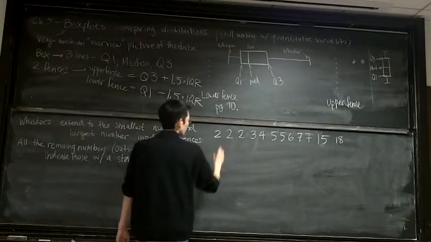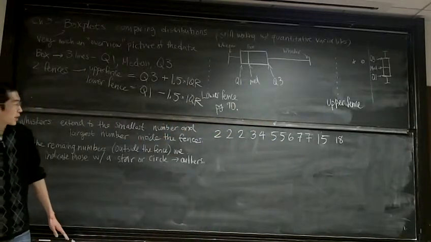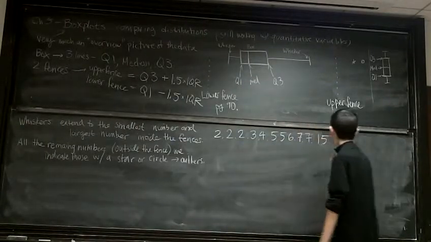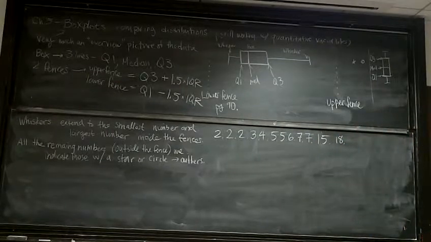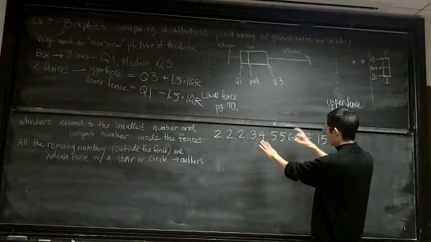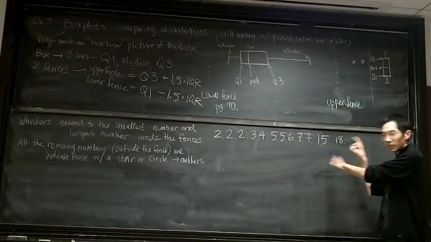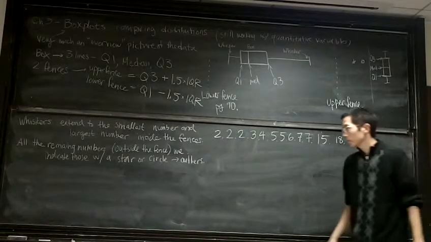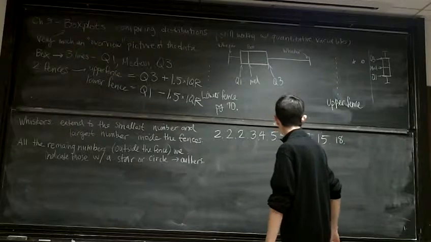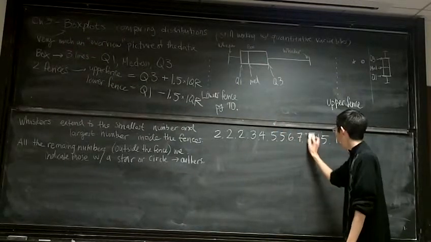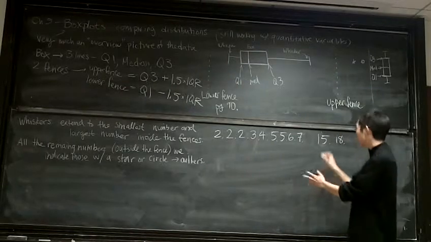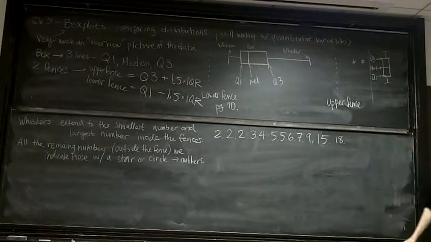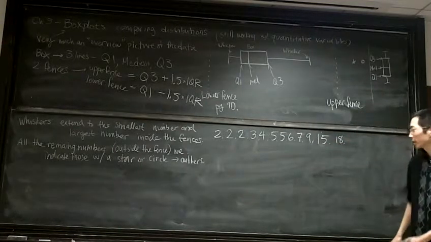Let's just say I grew 12 plants, and these were their heights. A lot of plants grew 2 centimeters, 3, 4, 5, 6, or 7, and then I've got 2 plants that grew 15 and 18 centimeters. Oh, sorry. Let me change one of these numbers. Okay, sorry about that.